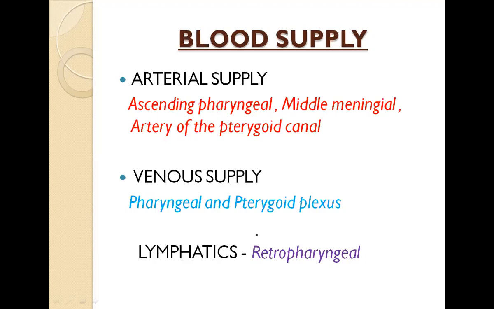The arterial supply of the auditory tube is from the ascending pharyngeal, middle meningeal, and the artery of the pterygoid canal. Venous supply is by the pharyngeal and pterygoid plexus, and lymphatic drainage is by the retropharyngeal lymph nodes.